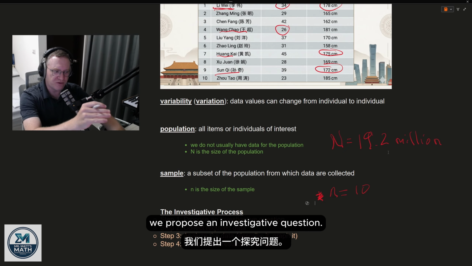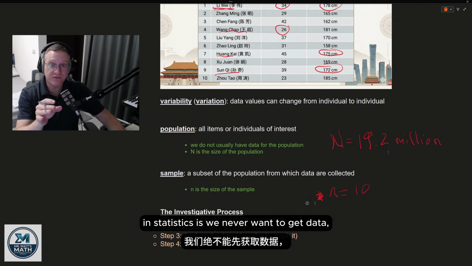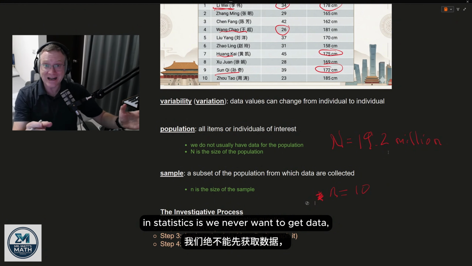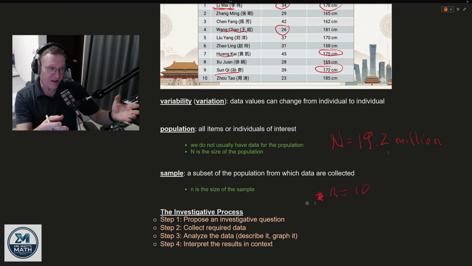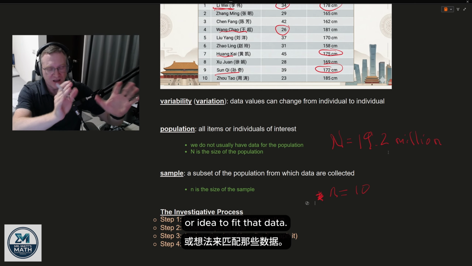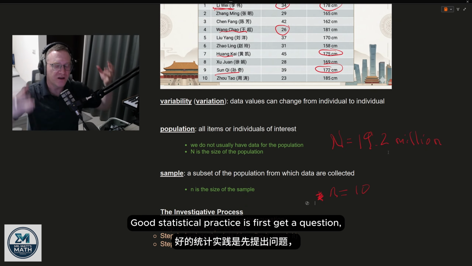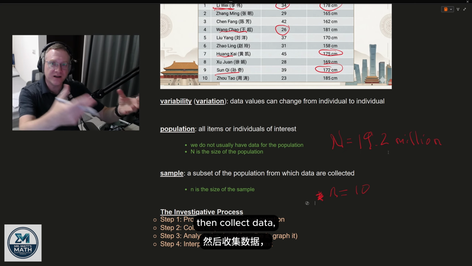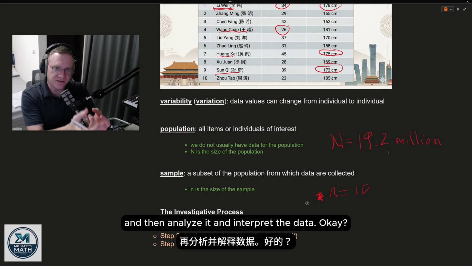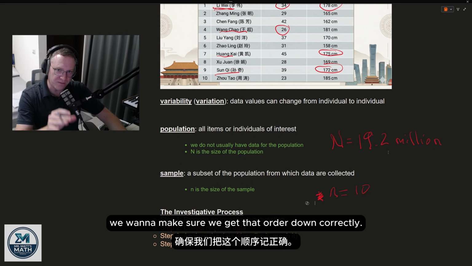The first thing is we propose an investigative question. One thing that we want to make sure that we avoid in statistics is we never want to get data, look at the data, and then come up with some sort of question or idea to fit that data. That's not good statistical practice. Good statistical practice is first get a question, then collect data, and then analyze it and interpret the data. Okay, so we want to make sure we get that order down correctly.